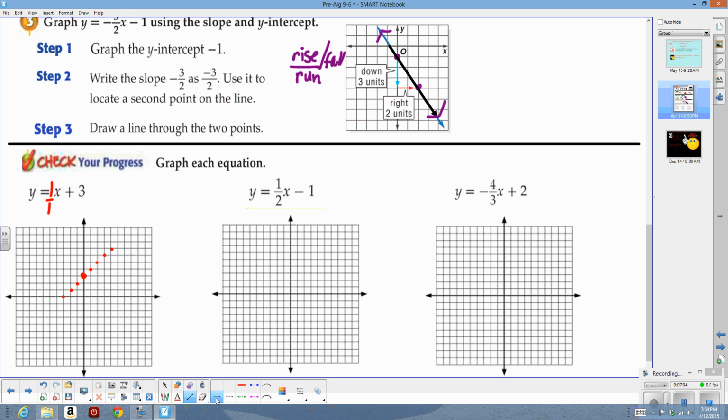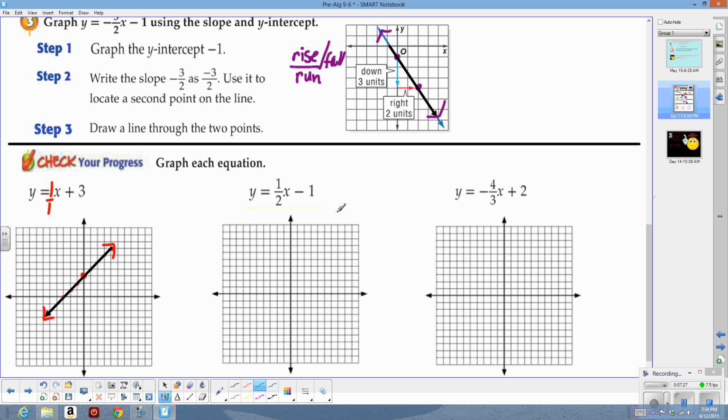Then you want to connect these with a line and put arrows on the ends to show it keeps going in both directions. It's always a good idea when you're done to look and see if it makes sense. Since this is a positive slope, it should be going upward, so that's a good sign, and it should be crossing through the y-axis at 3.